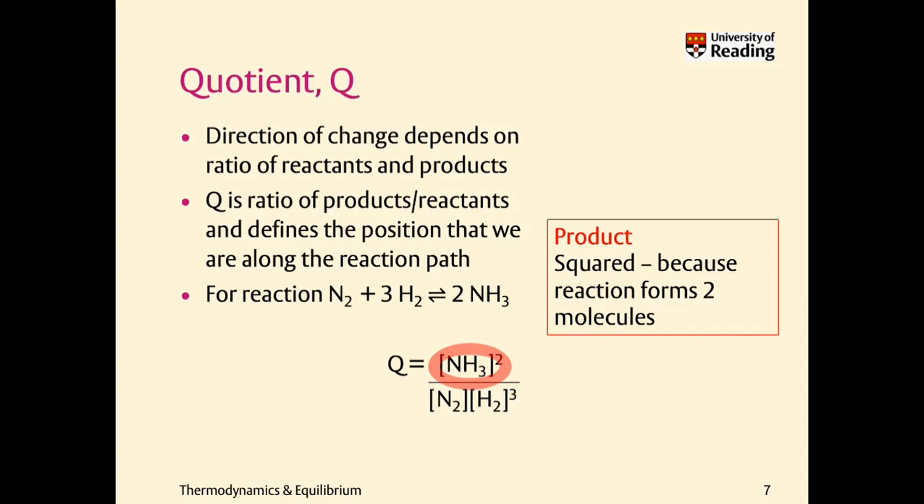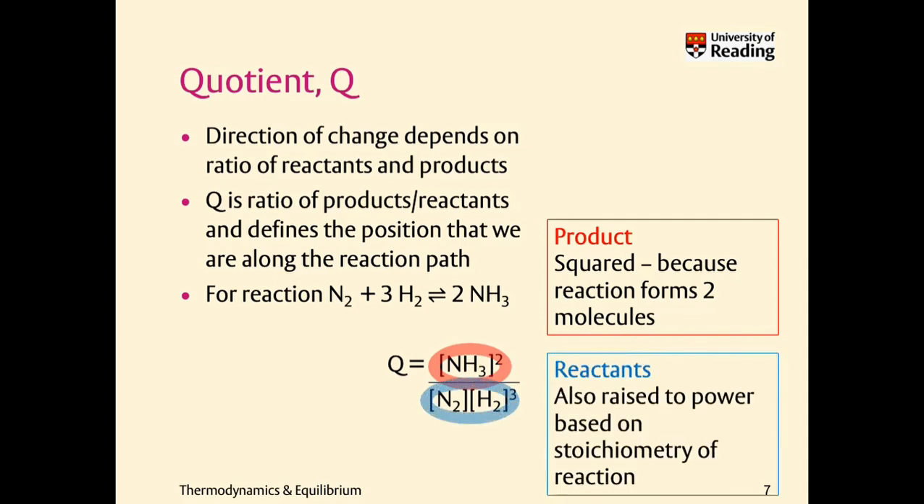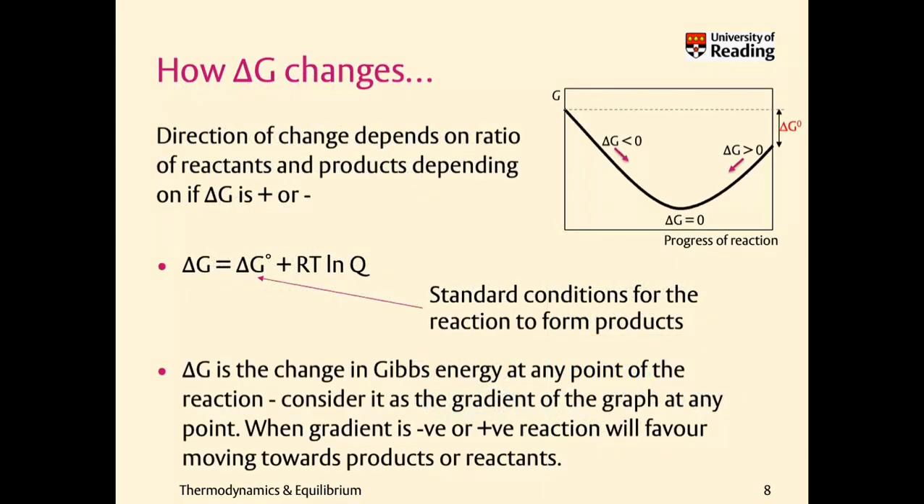The product is divided by the concentration of reactants, again raised to the power coming from the stoichiometry of the reaction. And this quotient can then be used to help us determine the dominant direction of reaction at any point along our progress of reaction curve. I'm going to show you that in this slide.